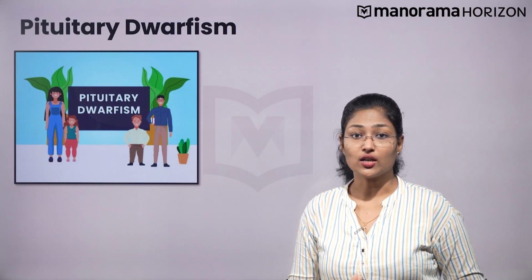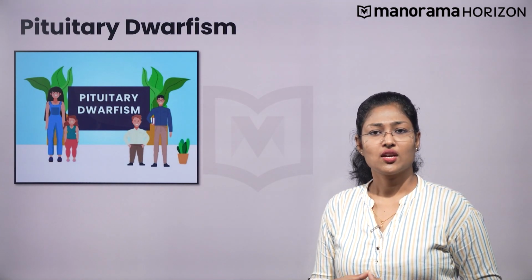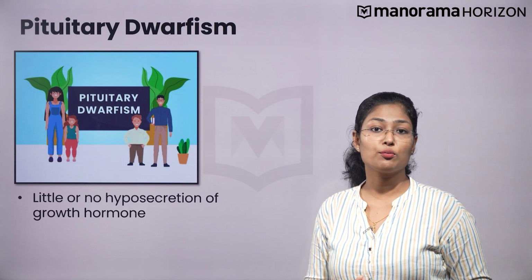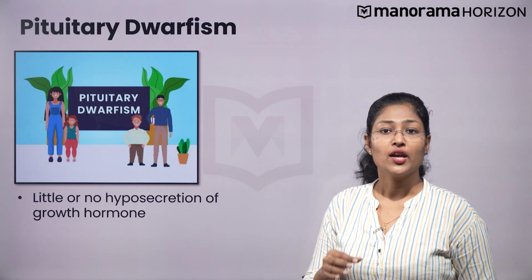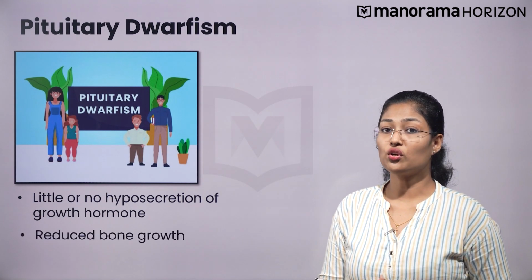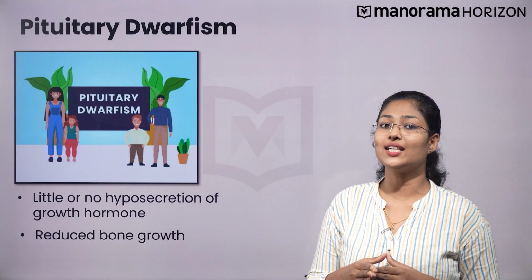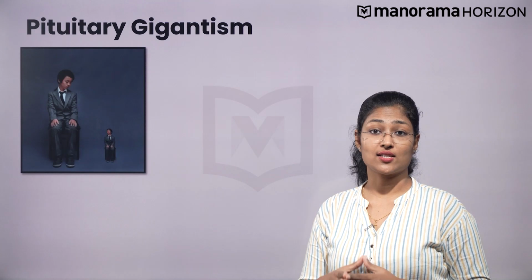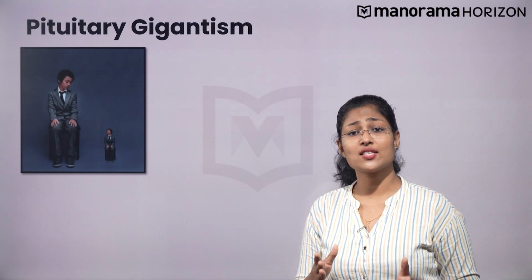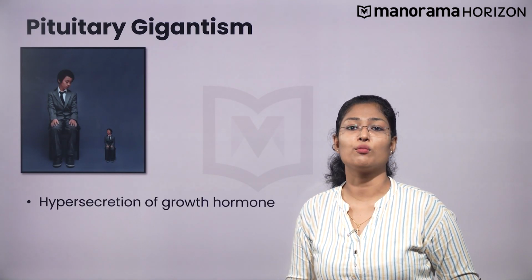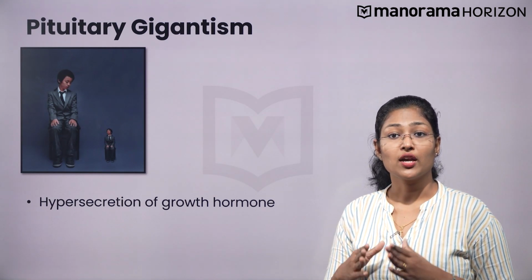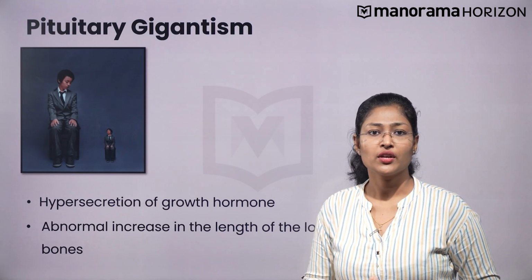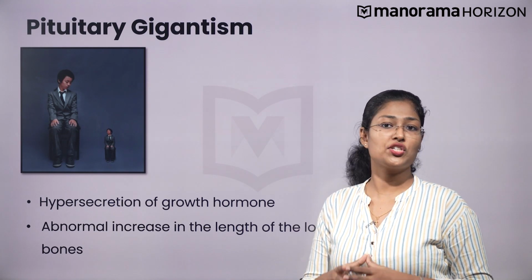First is pituitary dwarfism. As the name suggests, it is caused by too little or no secretion, that is hyposecretion, of growth hormone from the anterior pituitary. It causes reduced bone growth during the growth years, resulting in stunted growth. Secondly, pituitary gigantism. It occurs due to the excess or the hypersecretion of growth hormone from the anterior pituitary. It causes an abnormal increase in the length of the long bones. It will make the person grow very tall.